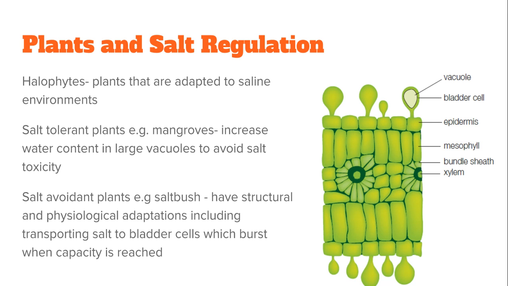We know that plants have vacuoles, but specifically in mangroves, they're able to increase the amount of water that's stored in their vacuoles, which means that they avoid the changes in salt, so the salt isn't necessarily moving into the plant. And then on the other hand, we have salt-avoidant plants like saltbush, and they have a range of adaptations to balance the salt concentrations, and we can see that the bladder cell, which is where the vacuole is located, can sometimes be a place where salt is stored, and when there's too much salt in that cell, the cell actually bursts, which releases that salt from the plant itself.